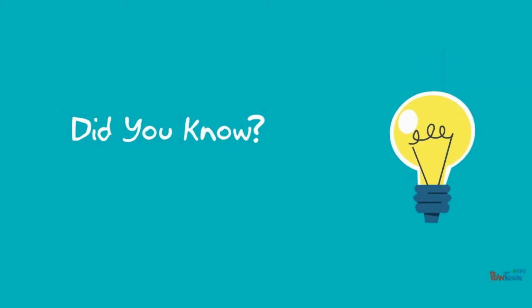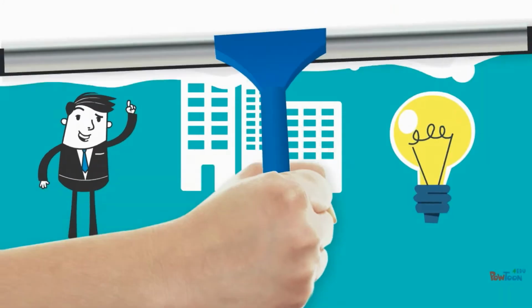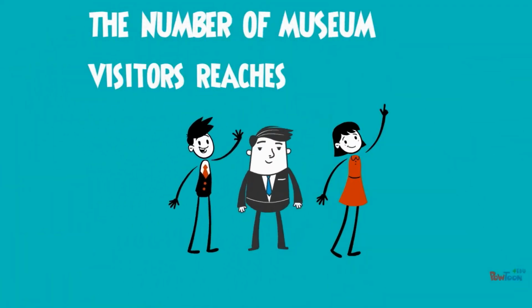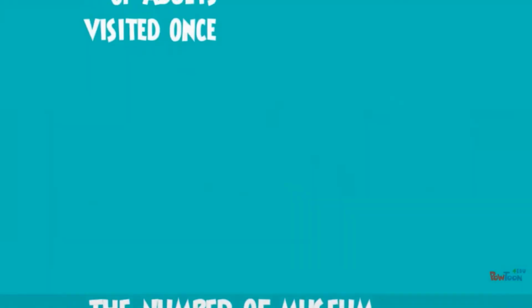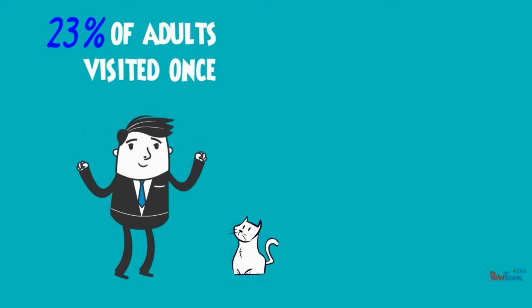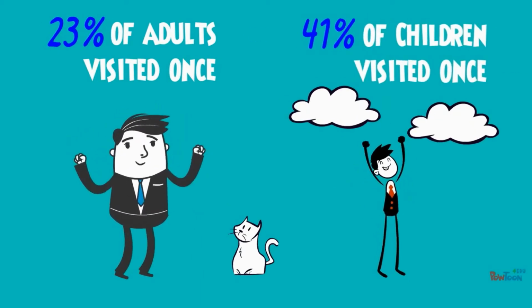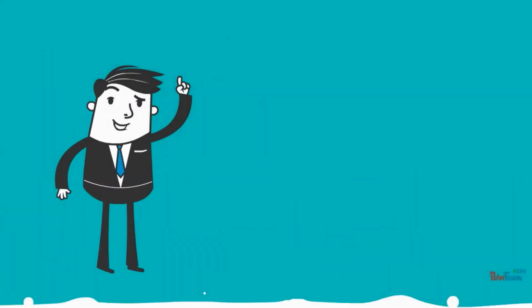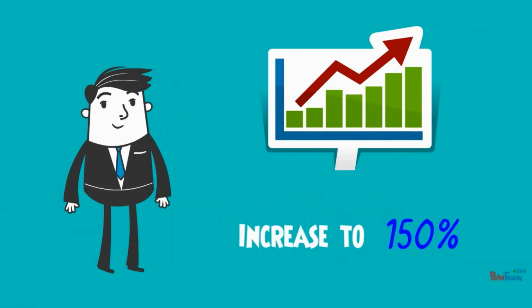Did you know in Australia, museums play a major part in tourism? In 2014, the number of museum visitors in Australia reached 17 million. Market surveys show that roughly 23% of adults and 41% of children in Australia visited museums at least once every single year. Along with the tourism increase in Australia, this trend will keep going, and by the end of 2020, the number of visitors will realise an increase of 150%.